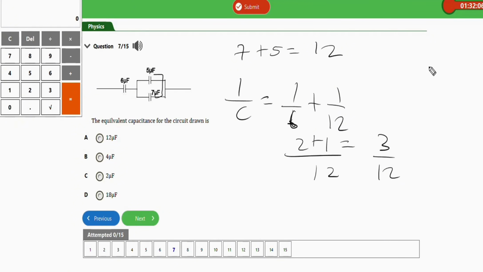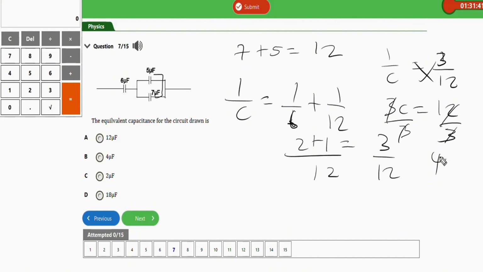So remember we have 1 over C equals 3 over 12, cross multiply. You have 3C equals 12. Divide both sides by 3. So your C will be what? 4 microfarad. The right option is option B. Alright, it's as simple as this. Let's wipe this now and solve the next repeated question.